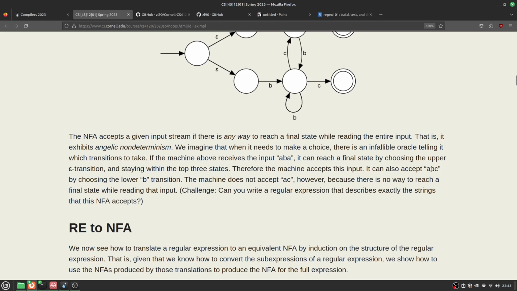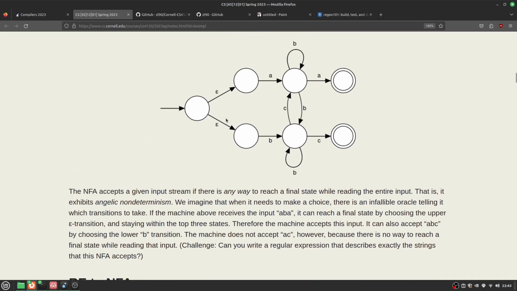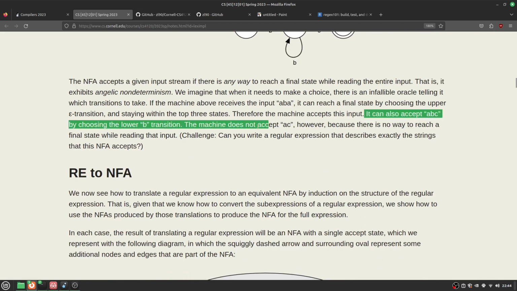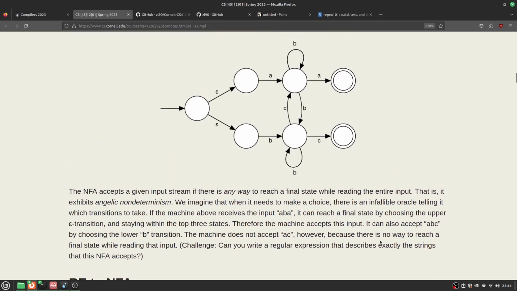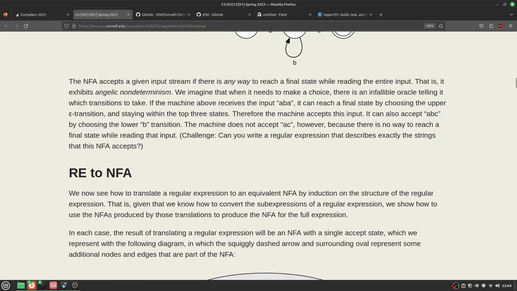It can also accept A, B, C by choosing the lower B transition. So A, B, C, makes sense. The machine does not accept AC, however, because there's no way to reach a final state. Yeah, A, and if you hit C here, you get nothing.